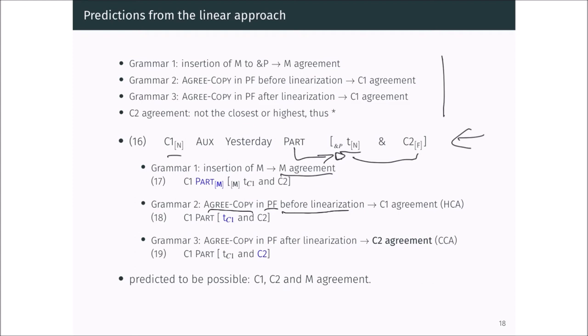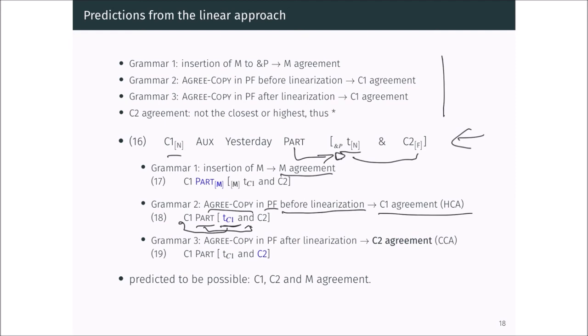In this grammar, the participle first establishes the agree link with the conjunction, then the agree copy is postponed in the PF. Even though the C1 is moved away, it can still value the participle because there should be a copy there. So agree copy can copy the feature from the lower copy of C1. So it predicts that C1 agreement is still available.